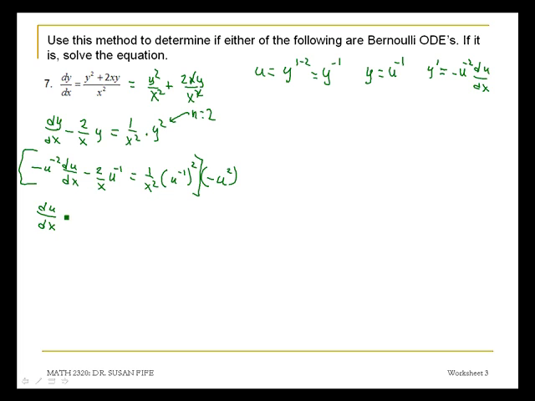Here we're going to get a plus 2 over x times u. On the right side we get 1 over x squared. This u to the negative second and u to the second cancel, and I'll have a negative from that negative in front of the u squared. Okay. Notice that this is linear. You have your derivative, plus a function of x times u equals another function of x.